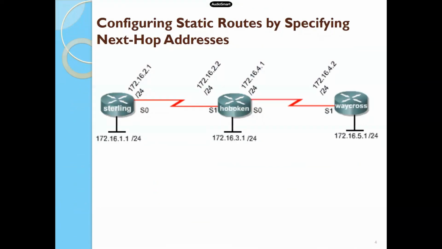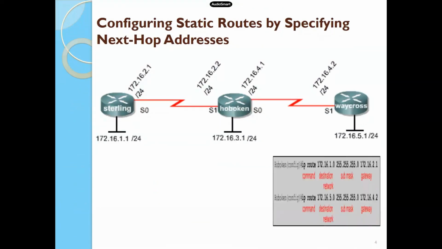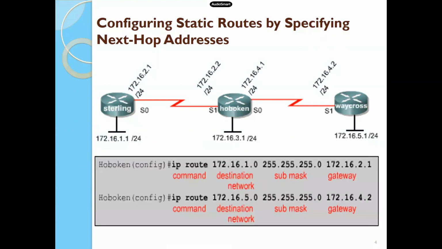All right, so a quick reminder of how we do static routing. The command was like this. First, we have to be in config mode. And the command is ip route. That's the syntax. And then you put your destination network.